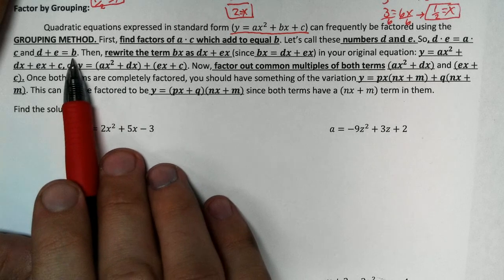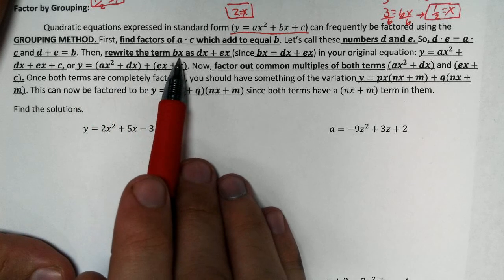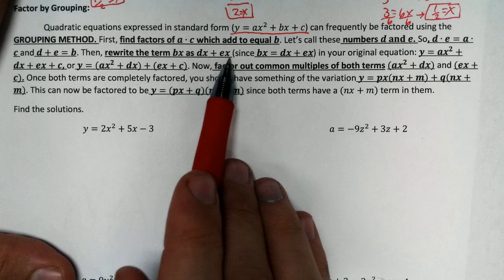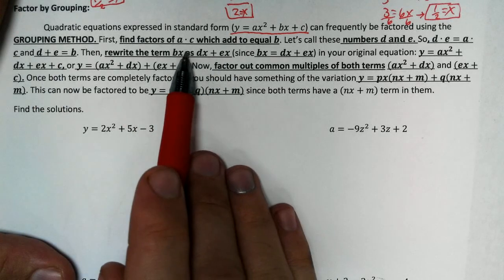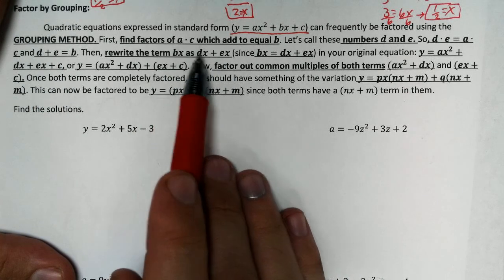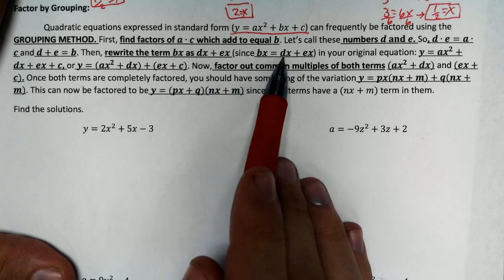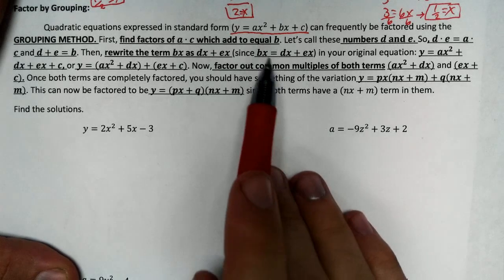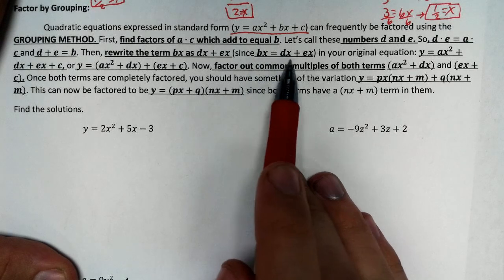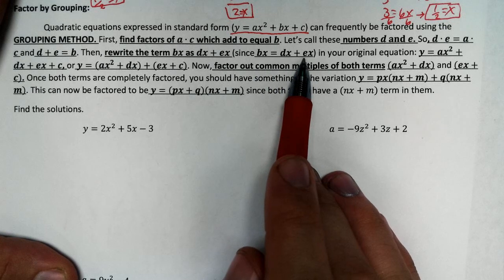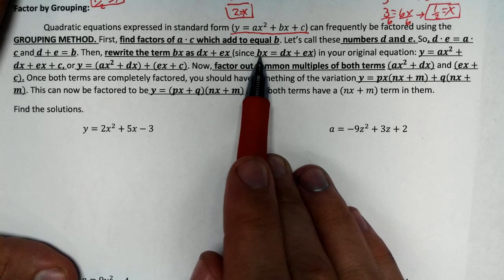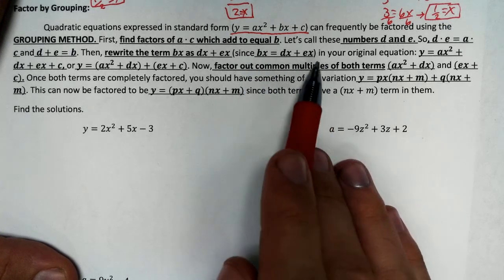Then once we find D and E, we're going to use that to rewrite the term bx as dx plus ex. Because remember, d plus e add to be b. So we can say that bx equals dx plus ex, right? And just think about this for a second. That's like saying, imagine that b is 100, and then d is 101, and e is negative 1, right? 101 plus negative 1 are going to equal 100. It's not that mind-blowing, right? But it's going to allow us to do some really cool stuff.